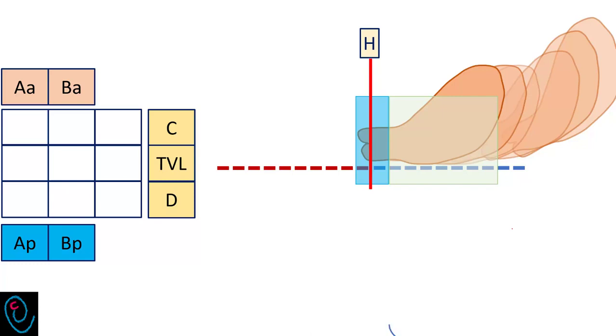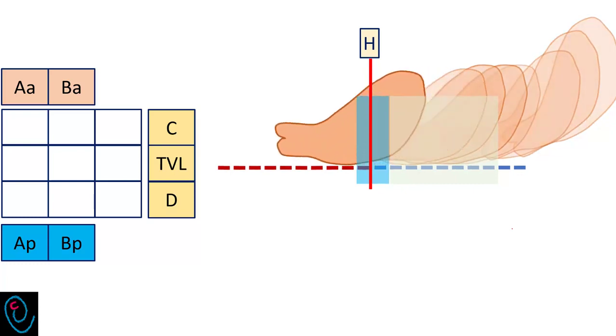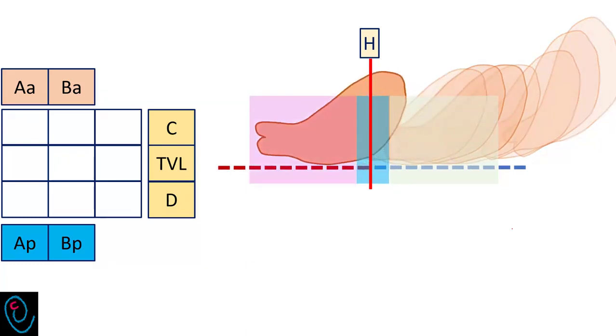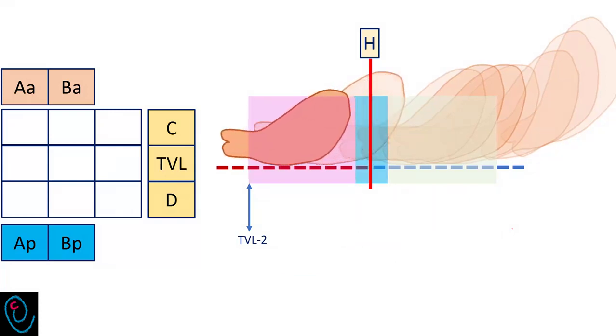Any descent in the area between 1 cm above the hymen and 1 cm below the hymen is considered stage 2. Further descent in the area between 1 cm below the hymen and TVL minus 2 is considered stage 3. And further descent beyond TVL minus 2 is considered stage 4.